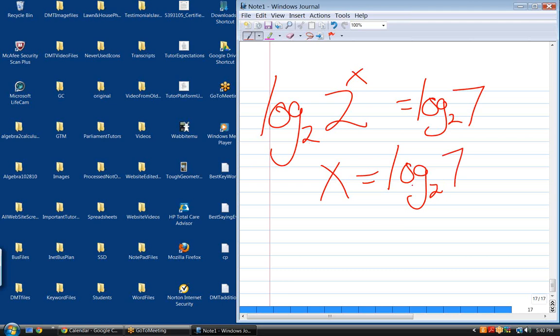The problem is that I can't get that number out of a calculator. Use change of base. What's that equal to? Log 7 divided by log 2. Okay. Now let's go back and do it. That's a total of 2 steps.